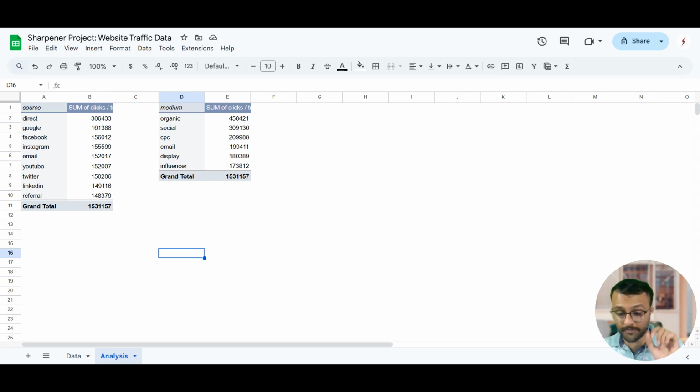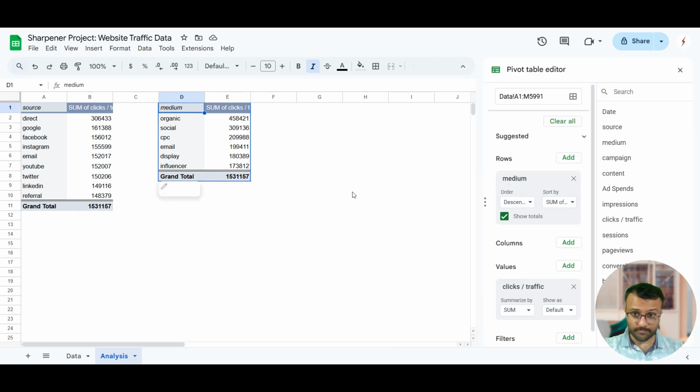Now, if you watched my previous video, I had asked you to check out what is cost per click, what is cost per conversion, and what is ROAS, that is return on ad spends. For this, we again open up pivot table analysis. We go to edit mode and we just duplicate this one.